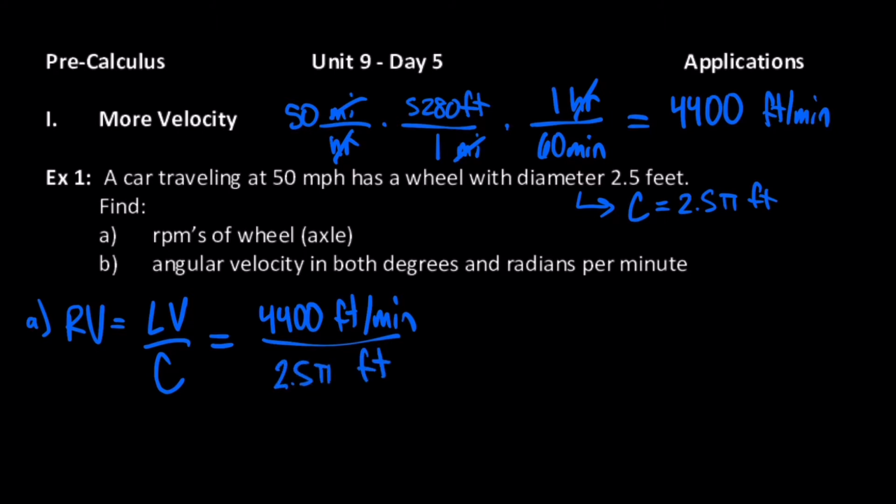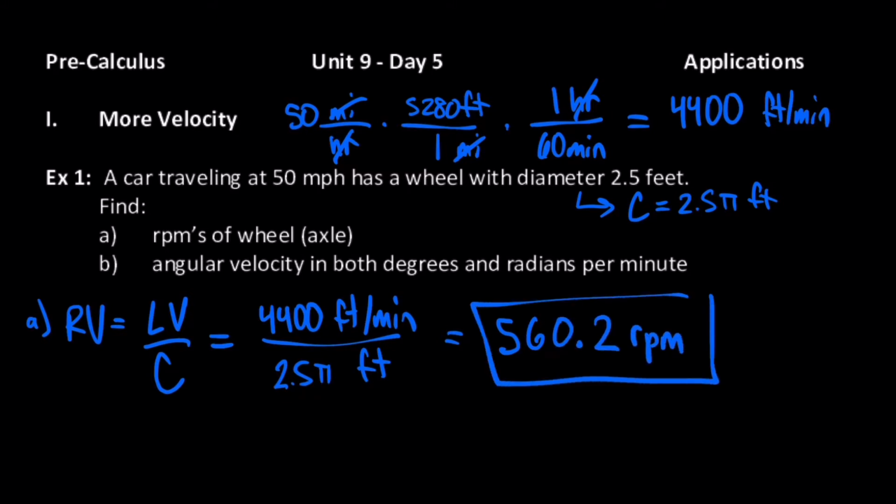When doing this, don't forget to put the pi in. That's one of the more common mistakes I see: students just divide 4,400 by 2.5 and forget this is circumference. It's not the diameter, it's C. All right, so let me check my calculator. Doing that, I got 560.2 RPM. So there is the rotational velocity in RPMs.